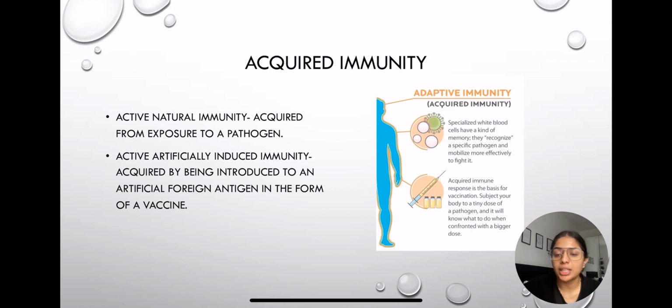Natural active immunity develops from exposure to a specific pathogen, such as the common cold. There are many strains of common cold, but once the body has been exposed to one, the immune system creates antibodies to attack the virus, which are then stored in memory B cells as immunity to that particular strain.